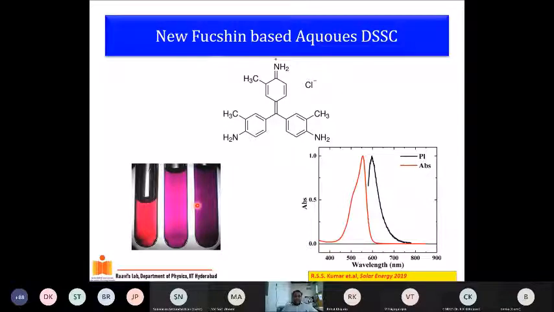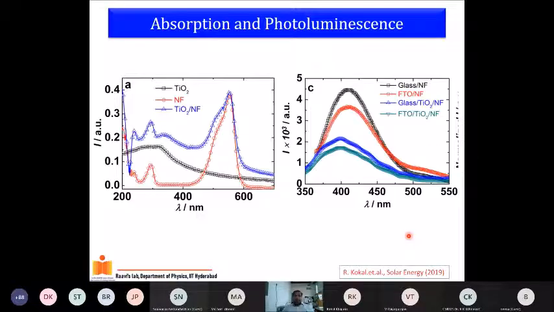The point is that this dye is taken off the shelf from the supermarket, so it costs 25 rupees per 10 grams, very cheap. And we started looking at how to use this dye for this solar cell application. So this is the absorption of the dye, this is the emission of the dye in solution. As I mentioned to you, if there is a sensitization of the dye on titania, and if there is an injection from dye to titania, it should result in a reduction in the photoluminescence. In fact, this is what you see when you put new Fuchsin on glass. This is the strong emission which you see.